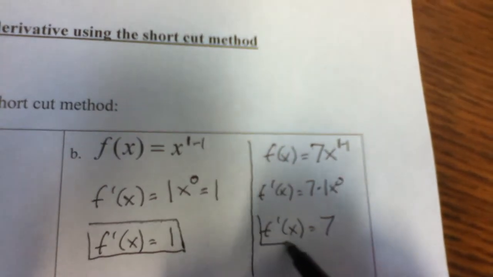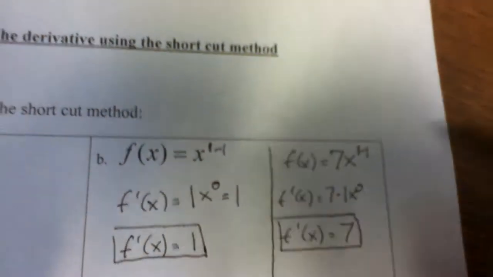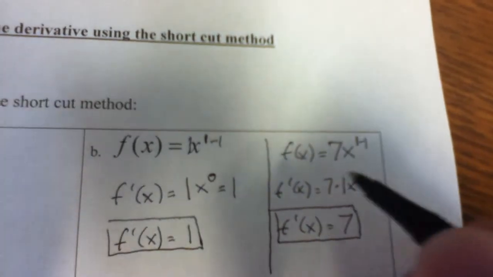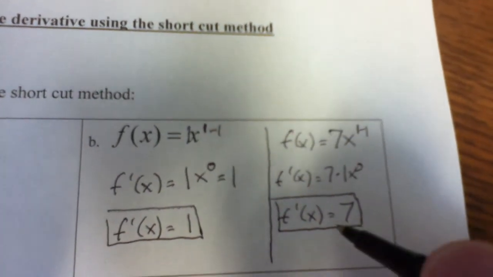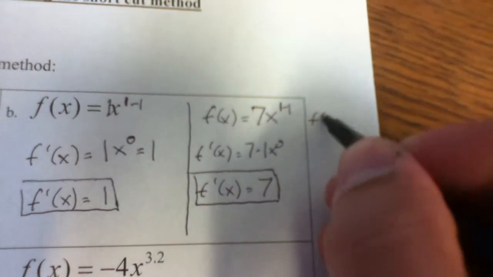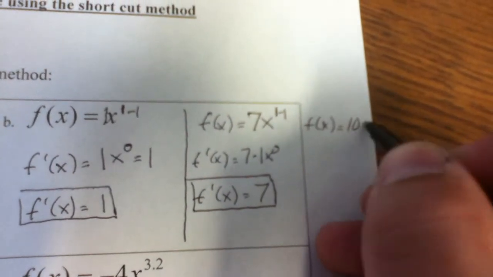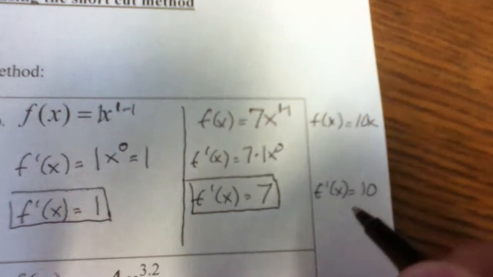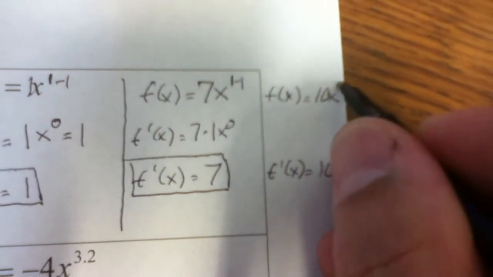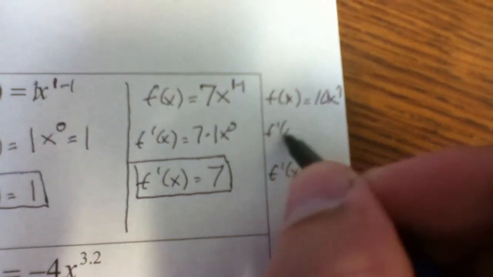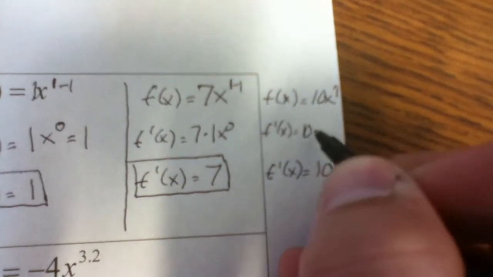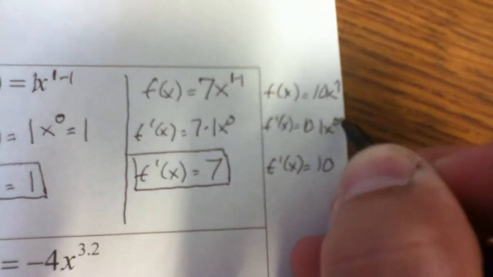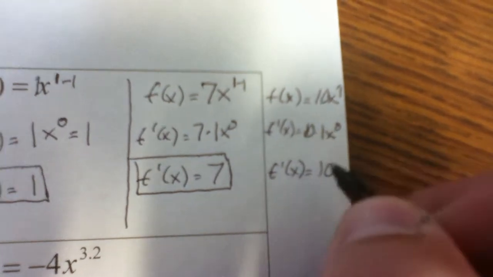So we're developing a pattern here. If I had 1x, the derivative is 1. If I had 7x, the derivative is 7. So if I had the derivative of 10x, I already know the answer is going to be 10. I can work it out because there's a 1 here. The 10 will stay, the 1 goes in front. 1 minus 1 is 0, that becomes 1, and then 10 times 1 is 10.